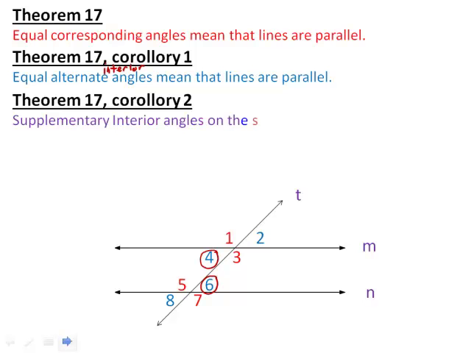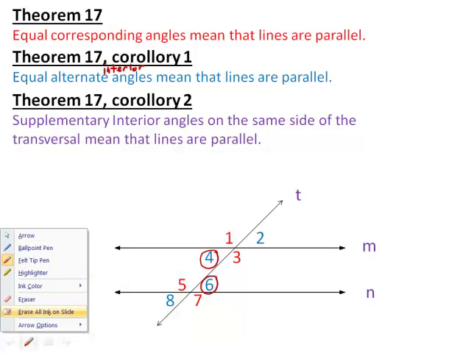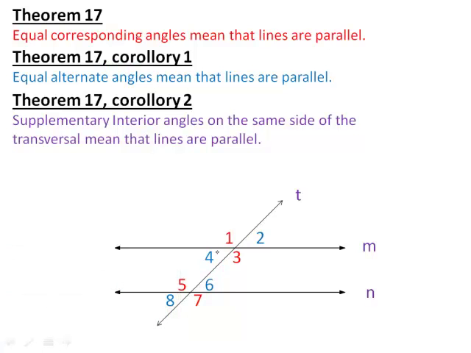Okay, Theorem 17, Corollary 2. Supplementary interior angles on the same side of the transversal mean that lines are parallel. So let's say I did not know that the lines are parallel, but what if I knew that angle 4 and angle 5 were supplementary? Then with that knowledge I could say that those lines are parallel. So these are 3 good ways to tell from the angles that the lines are parallel.